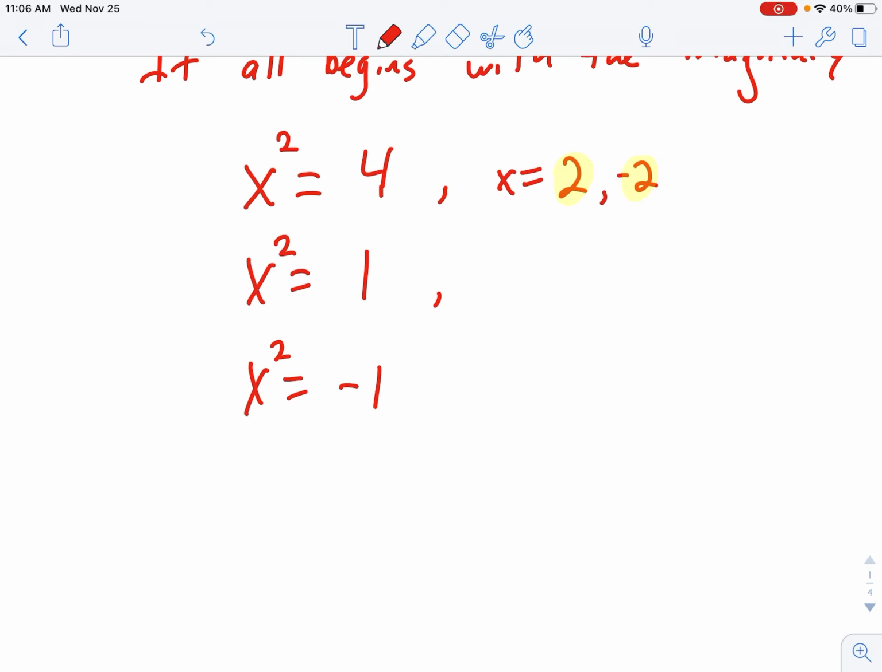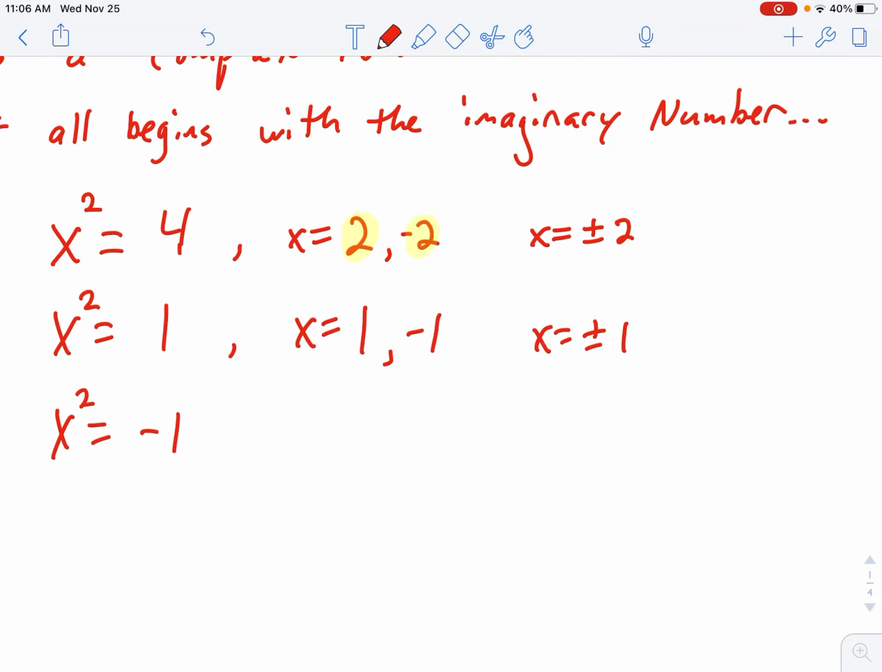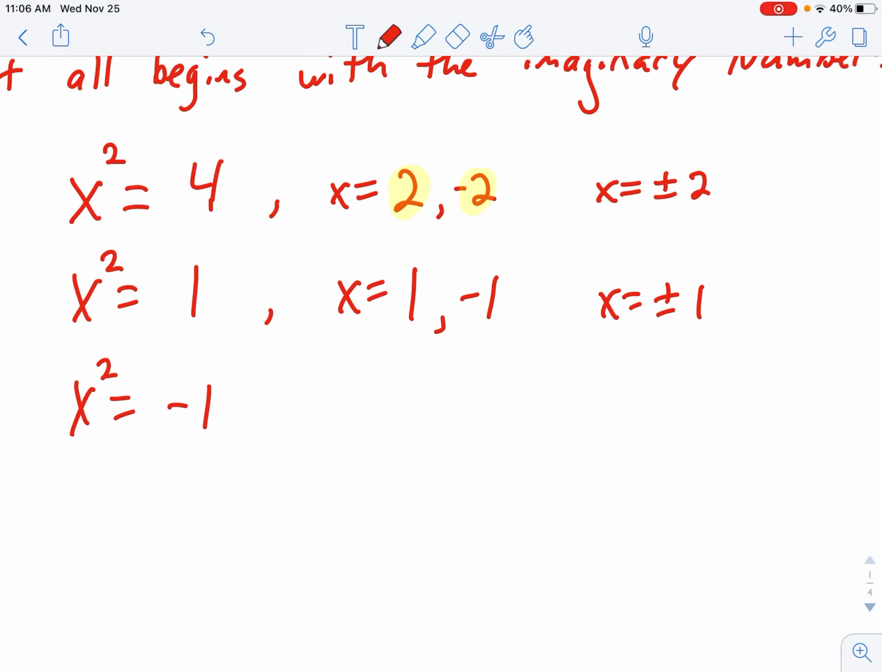What number times itself equals 1? You could say that number is 1, right? 1 times 1 is 1. Or you could say it's negative 1. Negative 1 times negative 1, because a negative times a negative equals a positive, also equals 1. Often you'll see answers written like this: x equals plus or minus 2, or x equals plus or minus 1. What does that have to do with imaginary numbers? Again, nothing. I'm just talking about powers in general, squares specifically, and I'm throwing in a little extra detail, this whole plus minus thing.